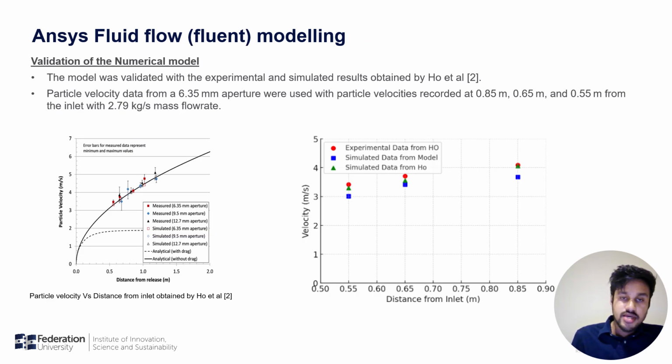I used experimental and simulated data obtained by Ho and his team to validate my model. The dataset that they obtained with a 6.35 millimeter aperture has been utilized for this validation. As they did, I have recorded the velocities of the particles at three different height levels from the inlet at 2.79 kg per second mass flow rate. According to this comparison graph, the results are within 5% tolerance of this previous experimental data.